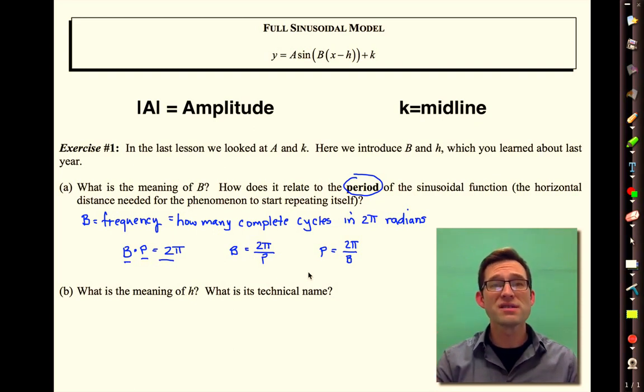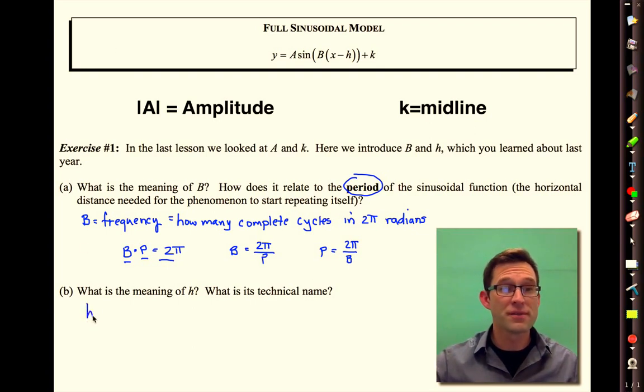By the way, that constant multiplying x, and it really is multiplying x, I know you have the subtracting h in there, but think about distributing the b through, horizontally dilates the function. I think of it as like an accordion. Anyway, let's take a look at letter B. What's the meaning of h? From just a general function perspective, h is the horizontal shift.